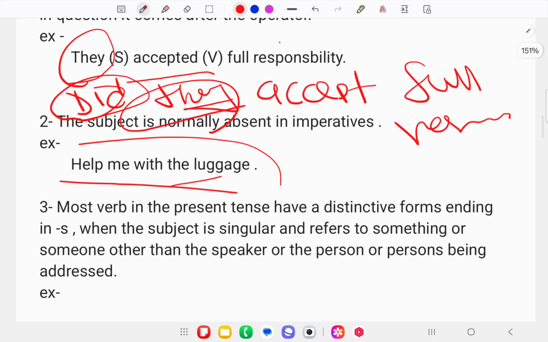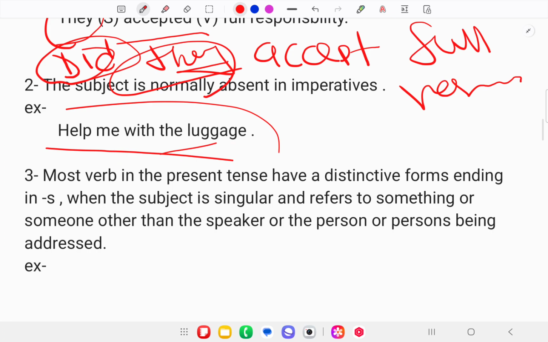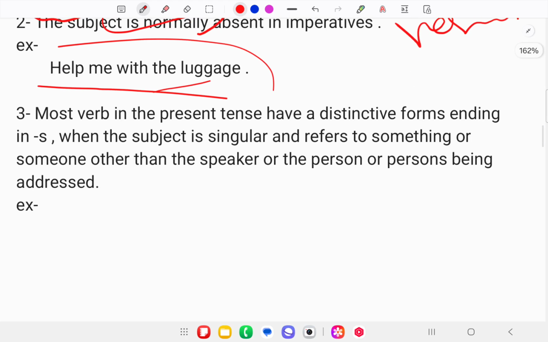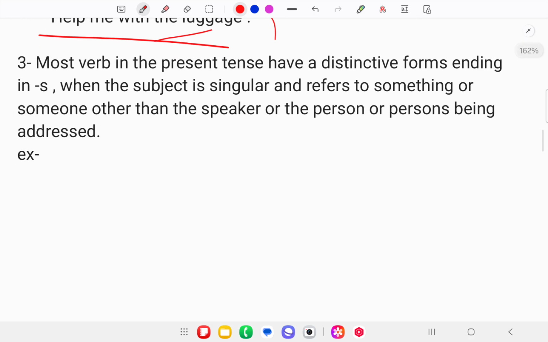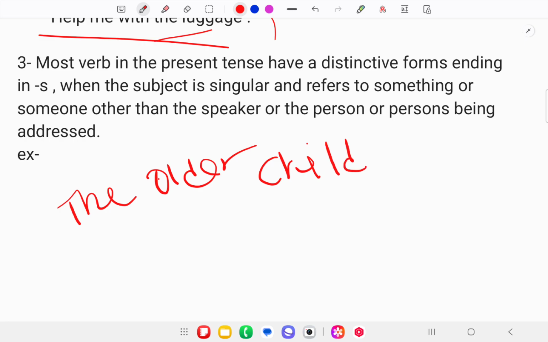Okay. Next we have rule number 3, that is, most verbs in the present tense have a distinctive form ending in s when the subject is singular and refers to something or someone other than the speaker or the person or persons being addressed. Especially if you have knowledge of the present indefinite tense, then this is so simple. Okay, so let's take an example: the older child feeds younger ones.